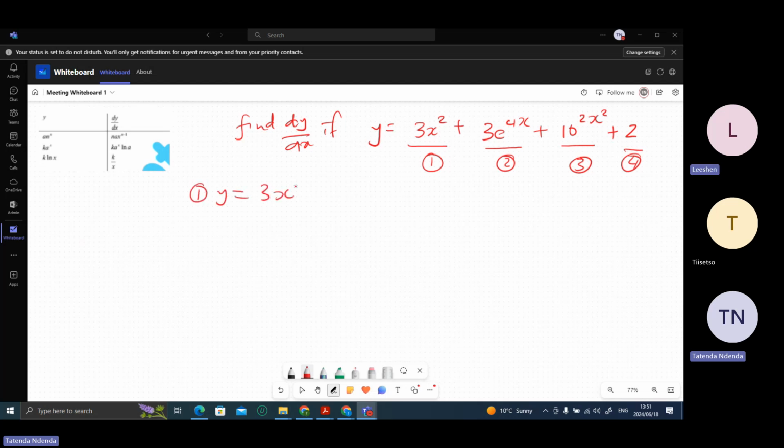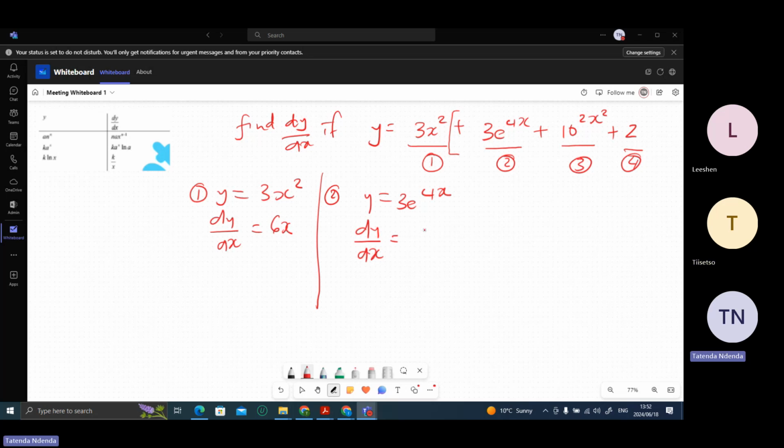Now the first term is y is equal to 3x squared, so dy over dx of this is equal to what? First of all, you have to talk about the law. Which law is this one? The first law. So what's your answer here? 6x. Then you go to the second part, which you take from the positive sign. It's positive 3, so y is equal to 3e to the power of 4x. So dy over dx of this is equal to what?